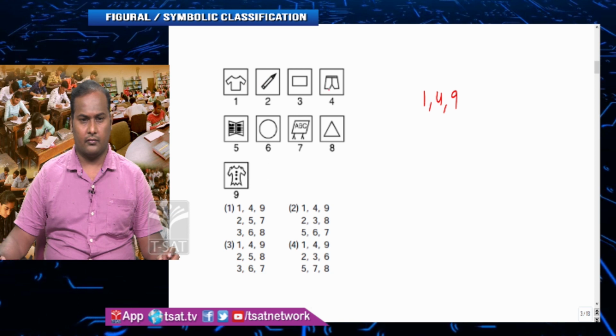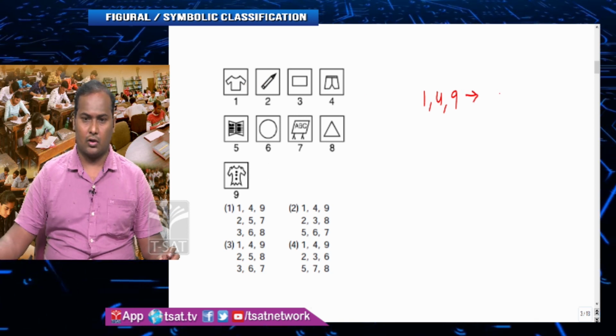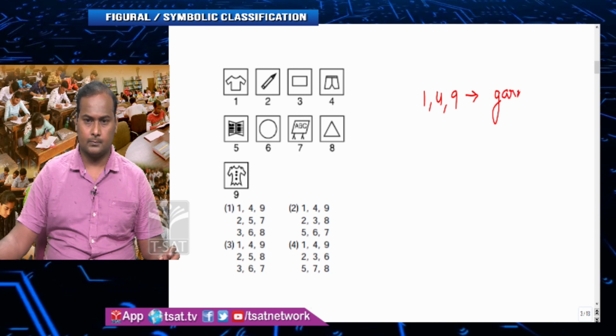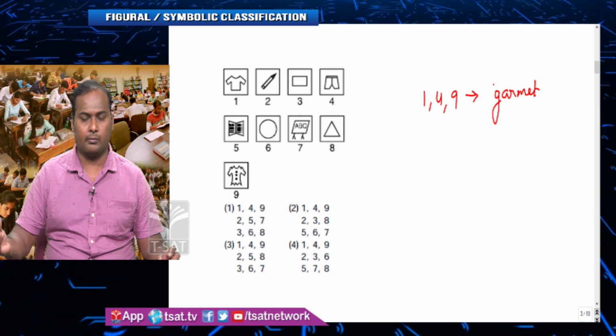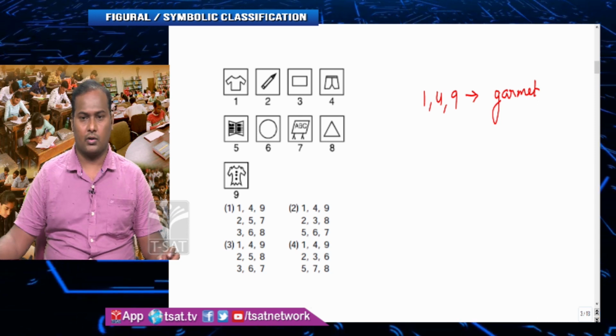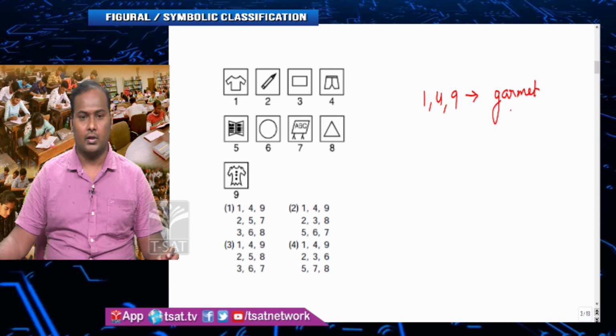So 1, 4, 9, this particular group is based upon garment. All this group is having garment. So this is called classification. You are classifying the figures 1, 4, 9 based on the character of garment.